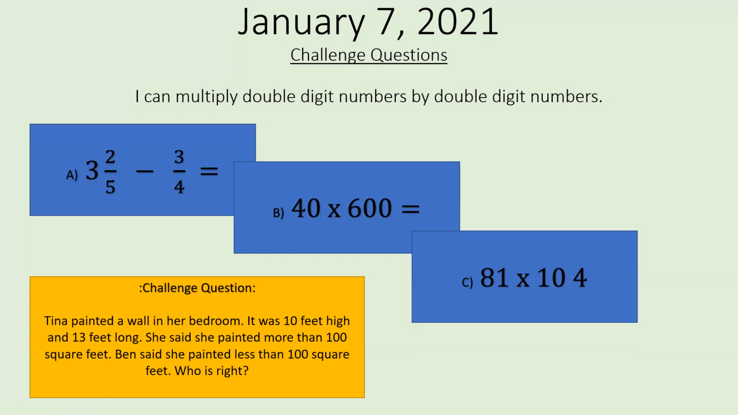B is a review from lesson 1 of this unit. You get rid of the zeros, multiply 6 times 4, and then put them back on your answer. And then C, that 4 is supposed to be an exponent, so 81 times 10 to the 4th power. And then the challenge question, you are literally just going to tell me if it's more or less than 100 square feet by telling me who is correct. Was Ben correct or was Tina correct?